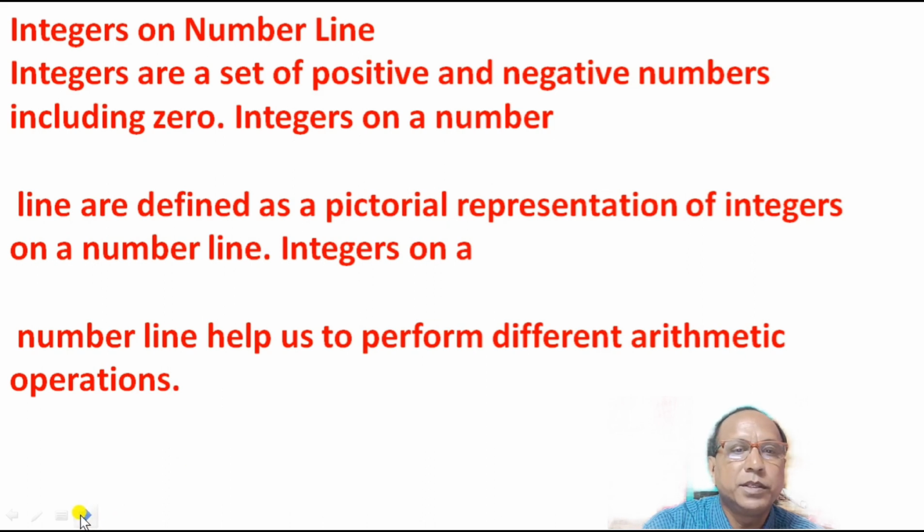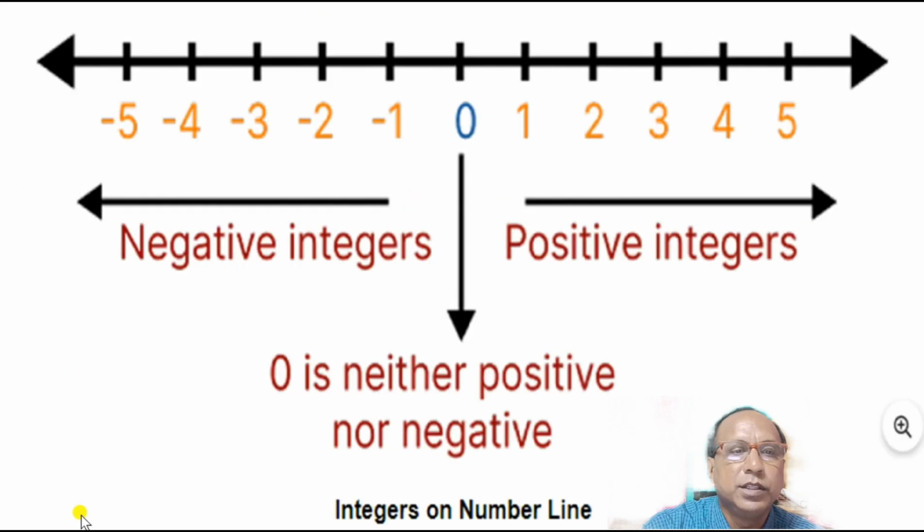Now you see here, we represented it like this. This is our number line. This is 0, 1, 2, 3, 4, 5. This is -1, -2, -3, -4, -5. You see, on the right side of 0 are the positive integers and the left side of 0 are the negative integers.